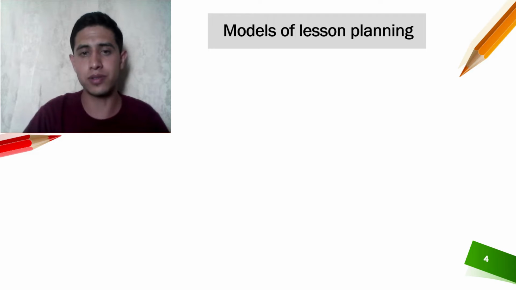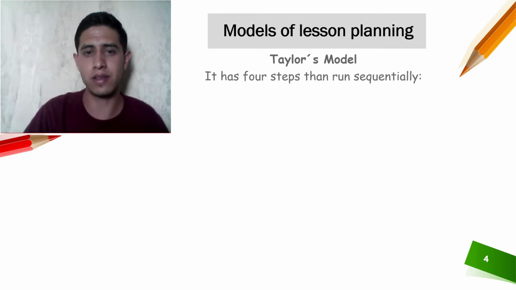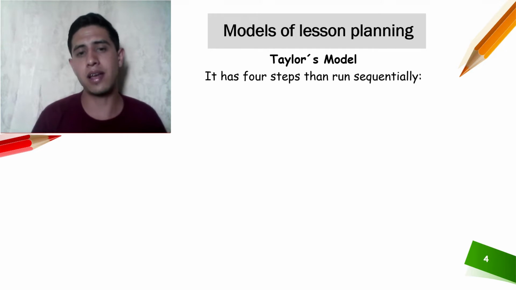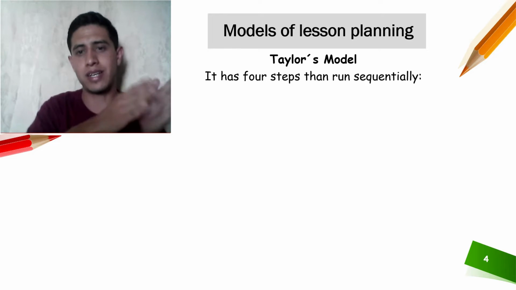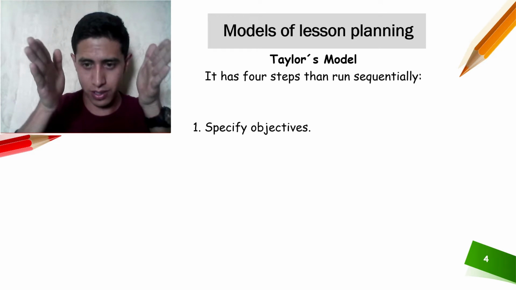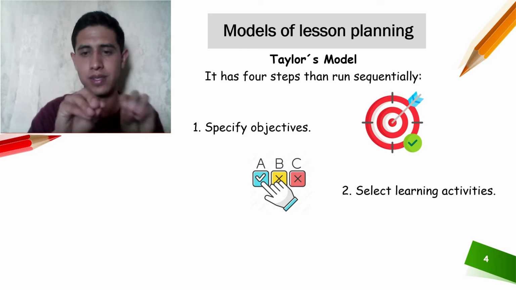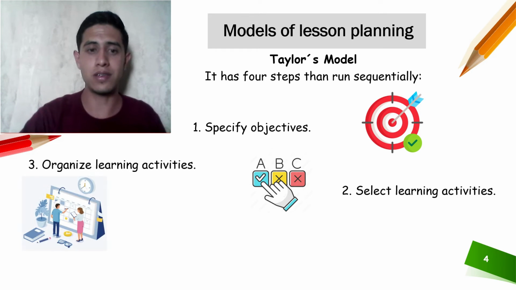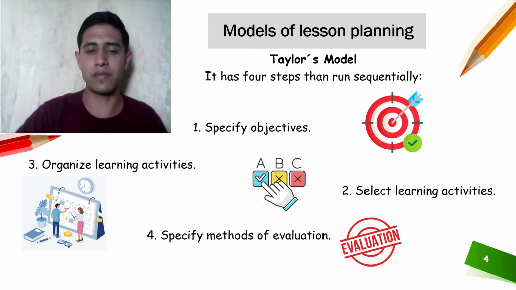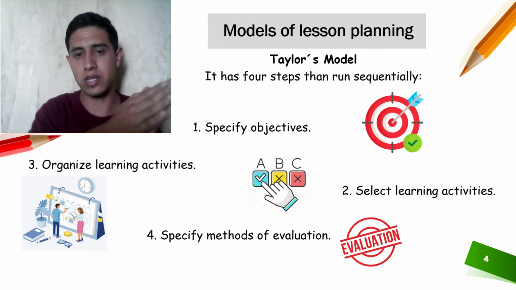Well, now I'm going to show you some models of lesson planning. The first one is Taylor's model, and it has four steps that run sequentially. The first step is specific objectives, what you can do with your students. The second is selecting learning activities. The third is organizing the learning activities. And finally, we can find the specific methods of evaluation. These steps run sequentially.